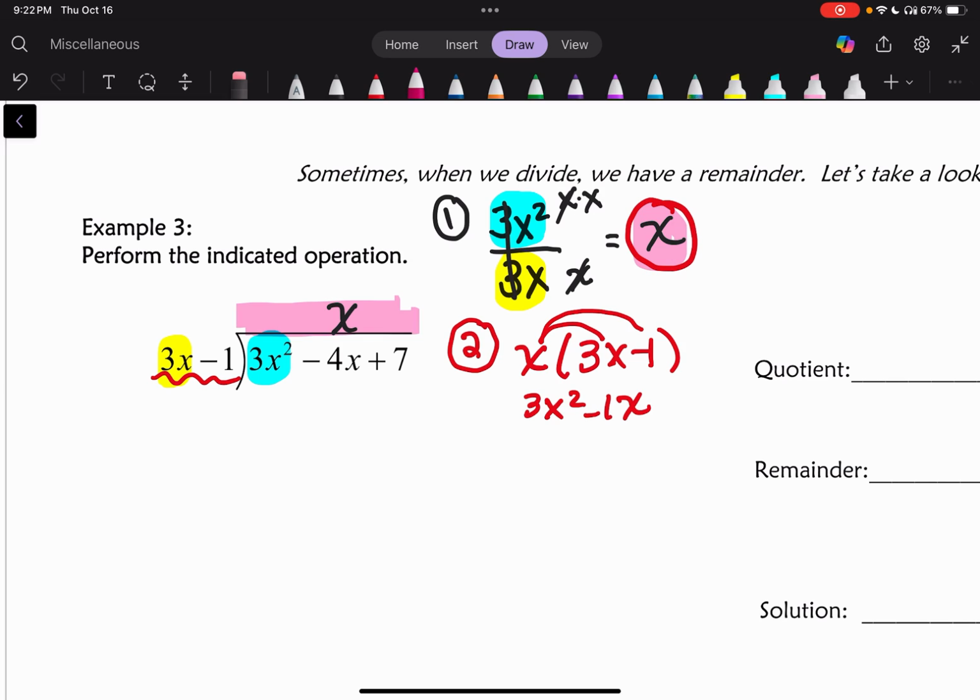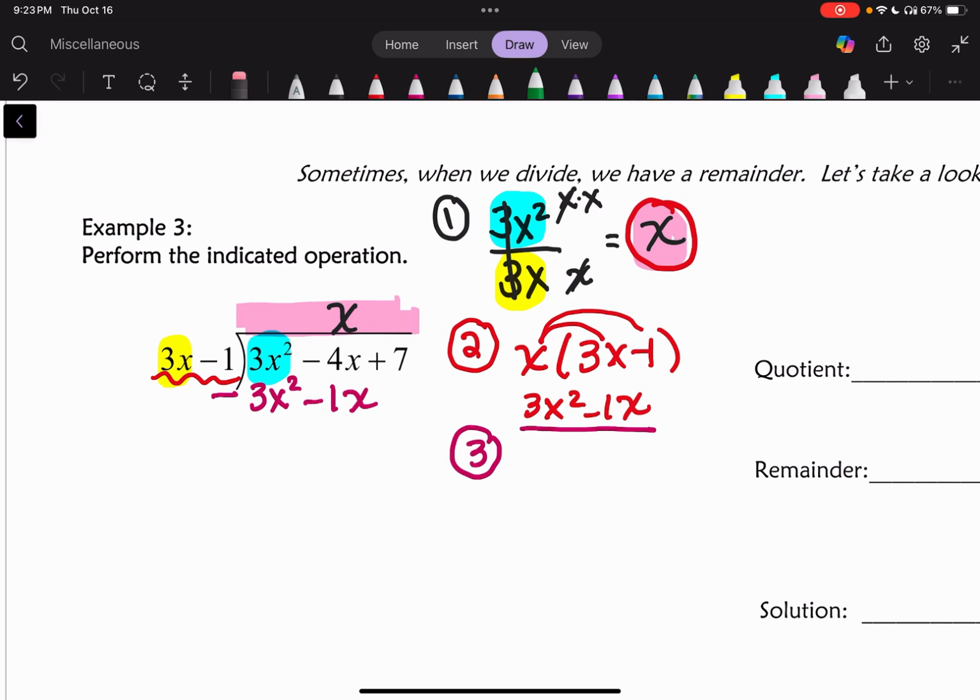So then from there, we took it and we did step 3. Well, step 3, think back, what is it? Oh, you guessed correctly. We're subtracting. So we are going to take this 3x squared minus 1x, and we are going to subtract it right underneath that dividend, right underneath what is in the house. So we have 3x squared minus 1x. Well, remember, we are subtracting. This is step 3, so we are currently subtracting.